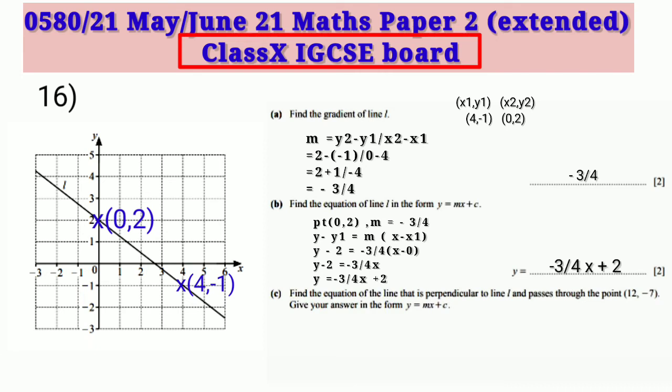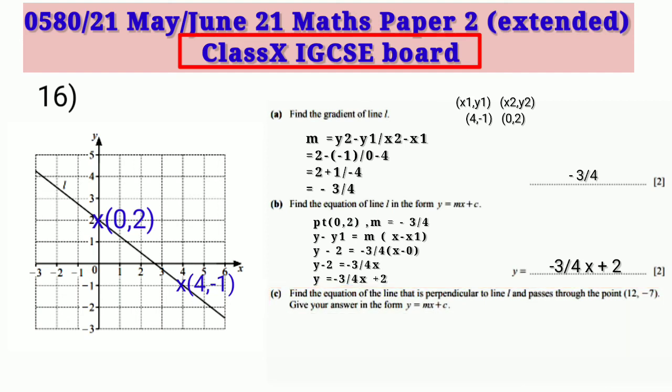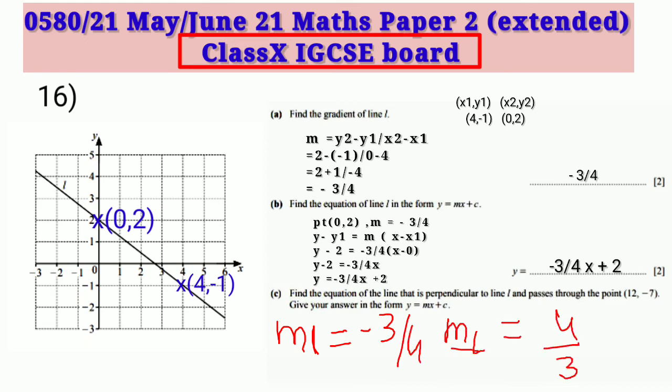C part of the question. Find the equation of the line that is perpendicular to the line L and passes through the point (12, minus 7). Give your answer in the form y equals mx plus c. We are given a point (12, minus 7) and the gradient we can take from the previous line. The gradient of this perpendicular line will be minus 1 by m. That is, it will be the reciprocal with opposite sign. The gradient of line L is minus 3 by 4. So the gradient of the line perpendicular to it will be 4 by 3 with a plus sign.